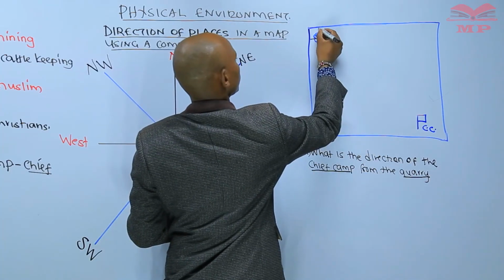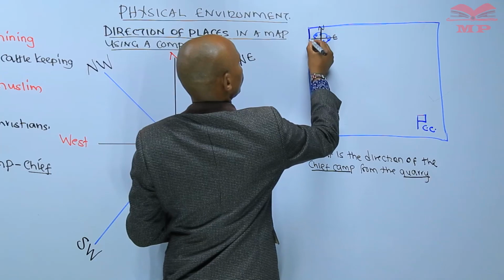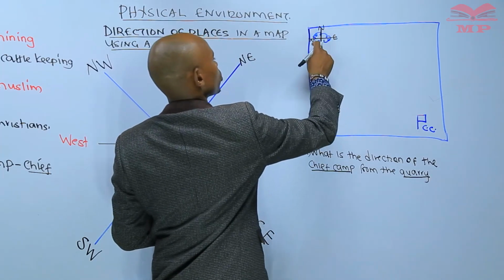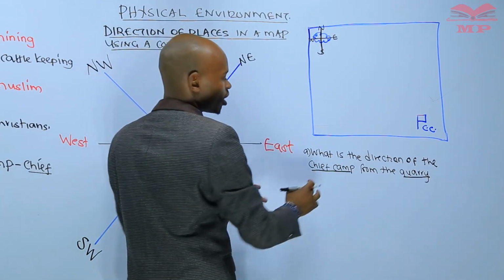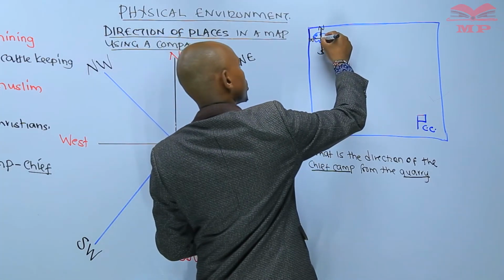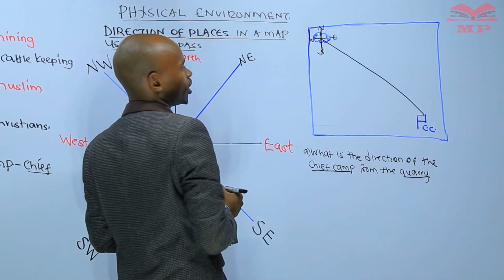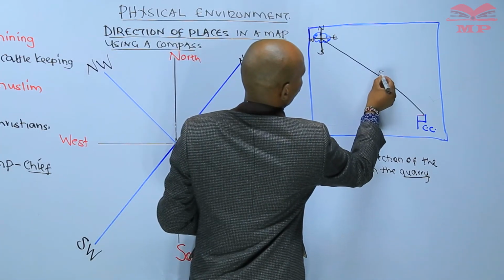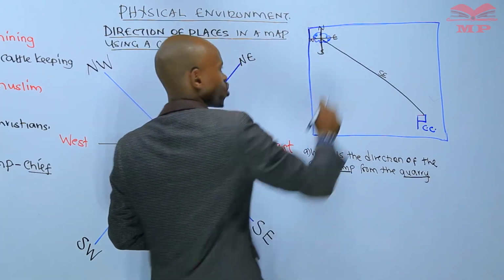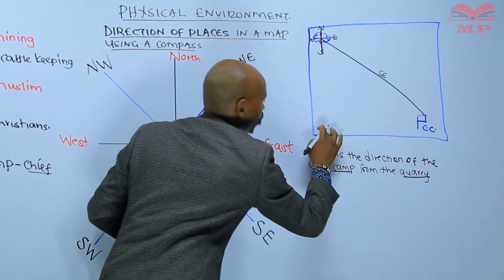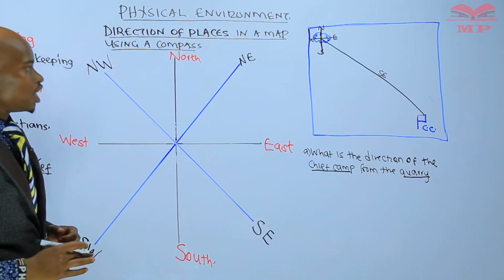Then you draw your compass like that and indicate that is north, east, south, west. Never eat sukuma wiki. That's where we are. Where are we heading? We want the direction to get to the chief camp, and this is how our movement will be. We shall use direction southeast, because our direction is between south and east. We are not heading to the east, we are not heading to the south, we are heading to southeast. So the direction to the chief camp is southeast.